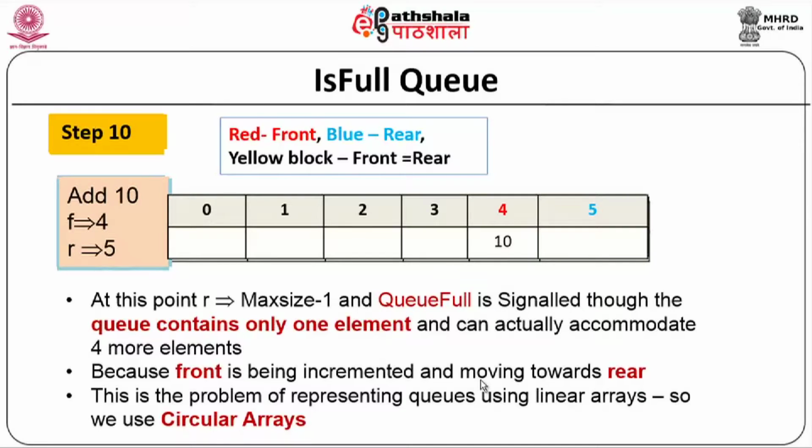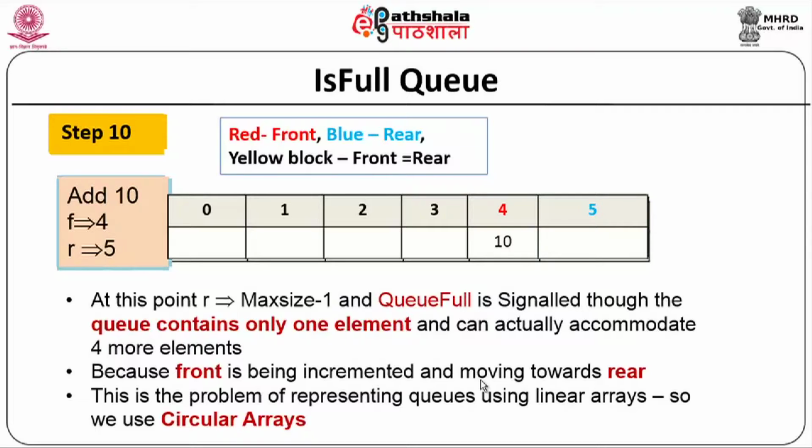So, what happens? Since rear is equal to max minus 1, it is a queue full condition, though the queue contains only one element, as you can see, it contains only 10, okay, one element, but it can actually accommodate 4 more elements, because front is being incremented and moving towards the rear, that is why we have this problem. So, this is the problem that we tried to solve using circular arrays.